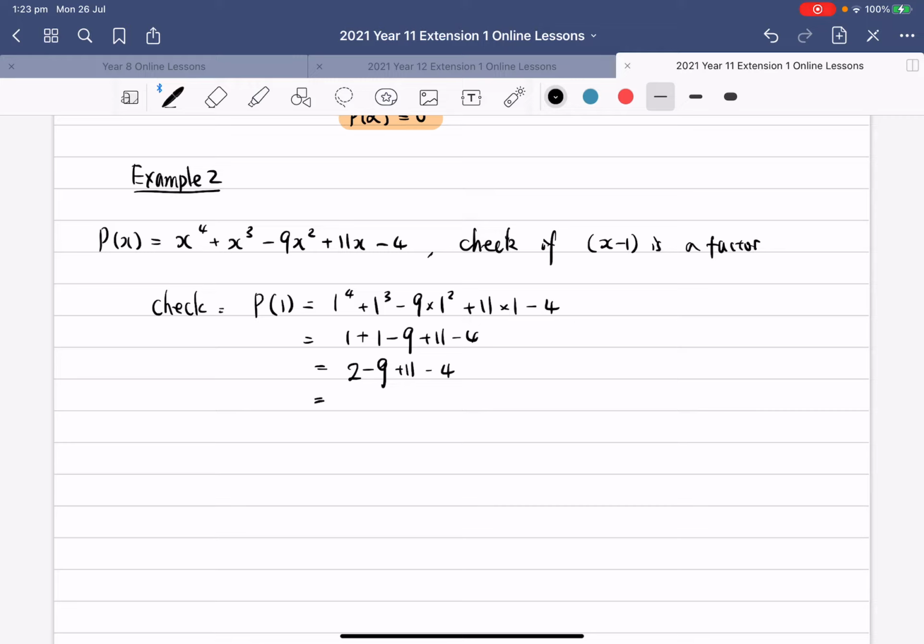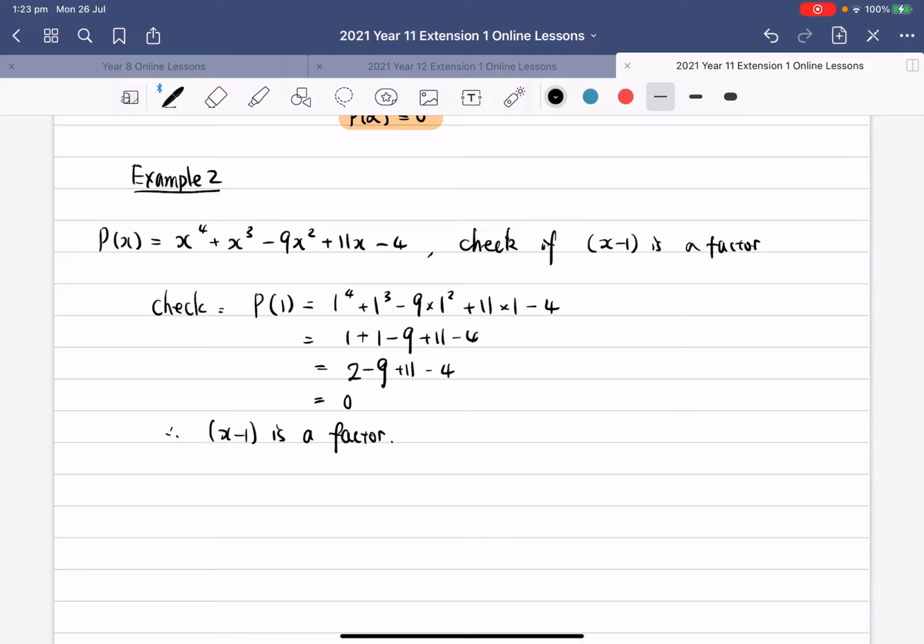I'm using my calculator, which I shouldn't. That's really slow. I haven't used a calculator for a long time. All right, so that's actually equal to 0. Therefore, since p of 1 is equal to 0, according to the factor theorem, x minus 1 is a factor. And that's how you do this question, by just checking if it's a factor or not.